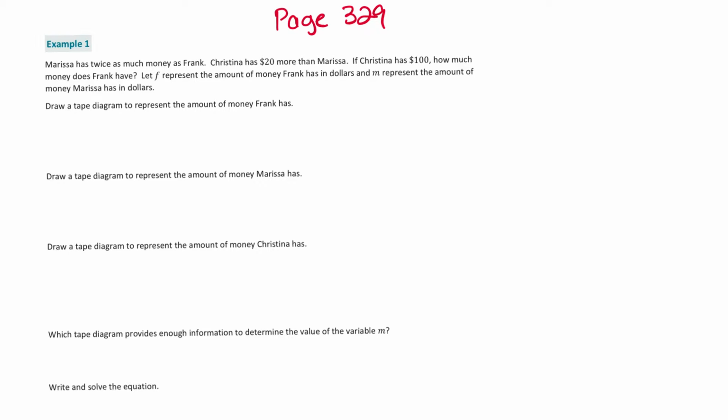Here we go. Example number 1. Marisa has twice as much money as Frank. Christina has $20 more than Marisa. If Christina has $100, how much money does Frank have? Let F represent the amount of money Frank has in dollars, and M represent the amount of money Marisa has in dollars. Very quickly, let's look at the information they gave us.